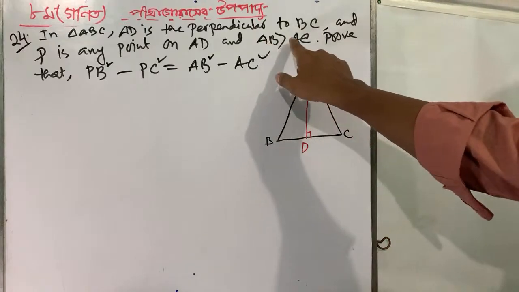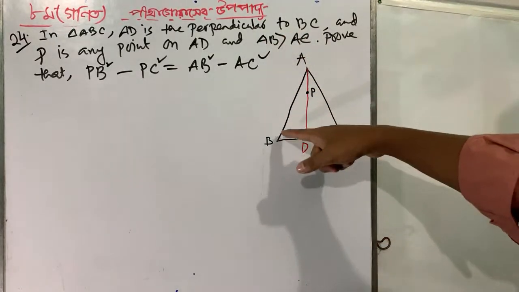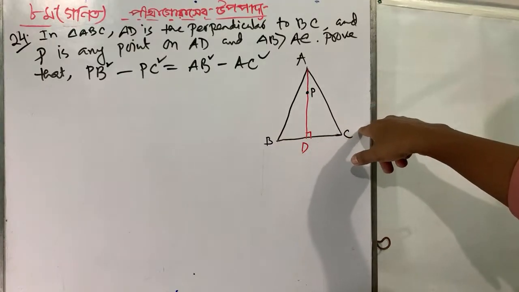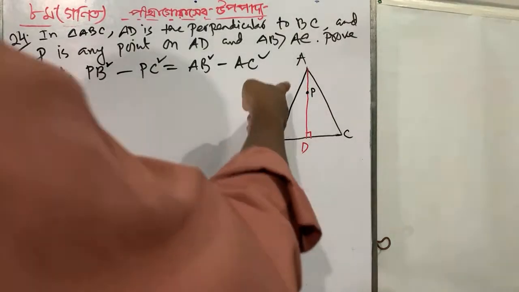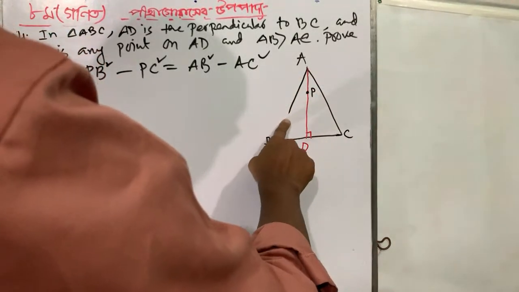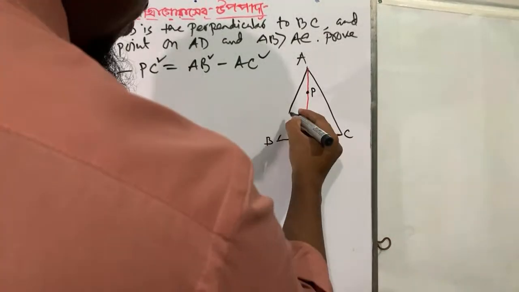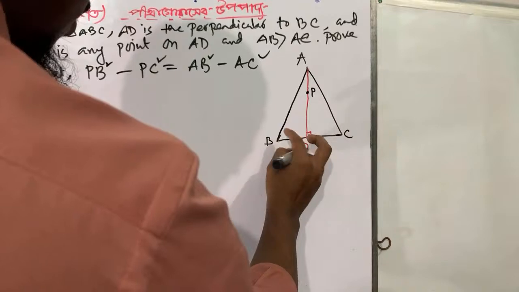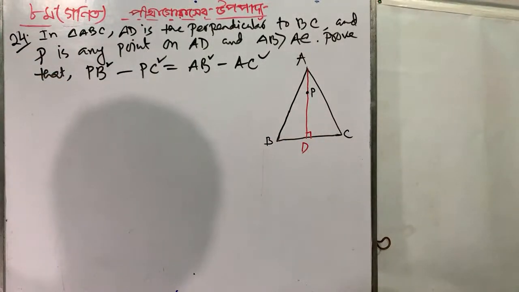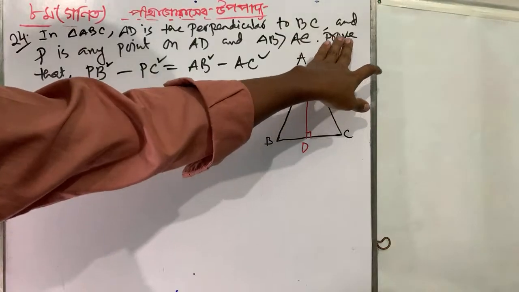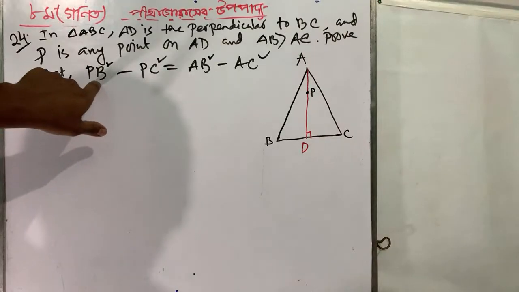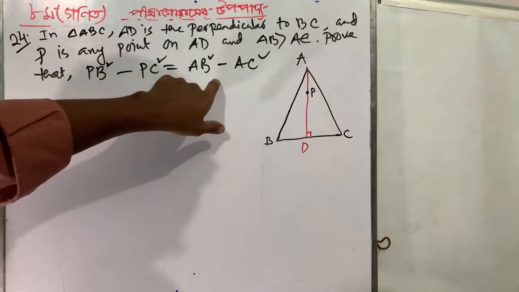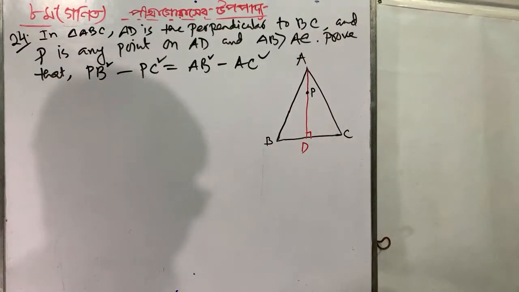And then AB is greater than AC. Does it look like AB is greater than AC? Perhaps not. But anyway, you have to think that this side AB is definitely greater than AC. So let's just keep that in our head. Okay, prove that PB square minus PC square is equal to AB square minus AC square. So where do we start? Do we start from the left hand side or right hand side?